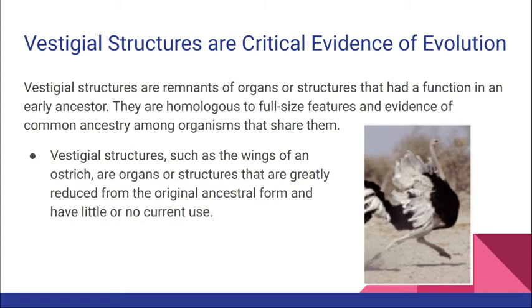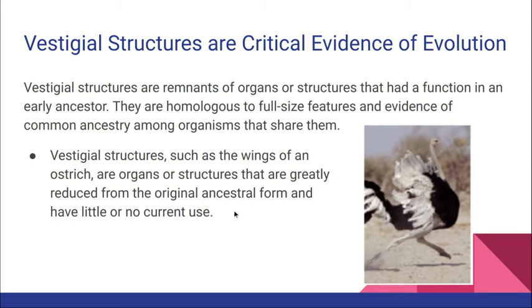All right, so getting a little bit more into those vestigial structures. They're critical evidence of evolution. They are remnants of organs or structures that had a function in an early ancestor, such as the pelvis in modern-day whales, which is a remnant of the hind legs of its common ancestor, which was some type of four-legged creature. They are homologous to full-size features and evidence of common ancestry among organisms that share them.